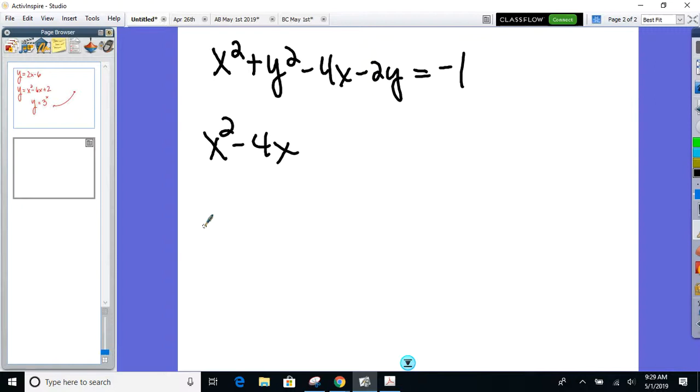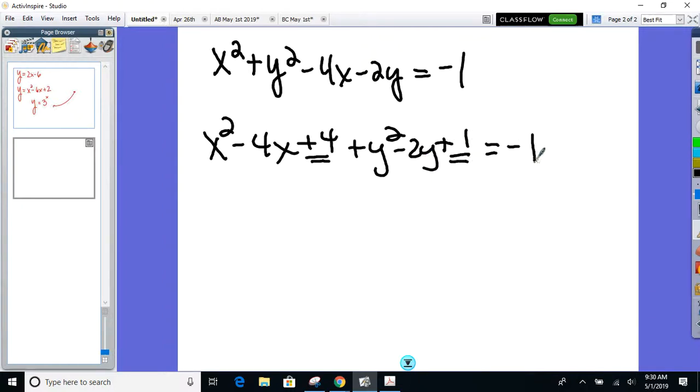Okay, what's your b value? -4. Take half of it. Square it. This number you add on should always be positive, because you are squaring. If it's a negative or a positive, when you end up squaring it, it's always positive. All right, and then I have y squared minus 2y, take half your b value here. Square it. Okay, what did I just add to the left side? So what's the R value going to be over here? 4. Okay, so the radius should be 2.